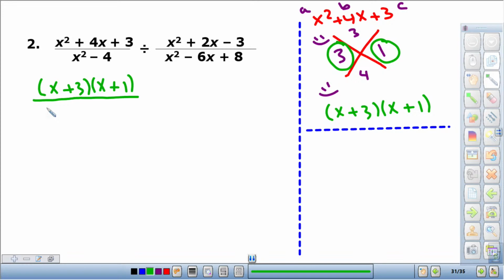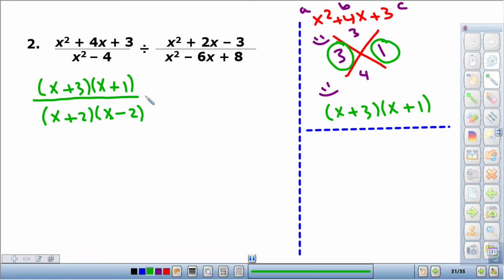That's awesome. X plus 2. X minus 2. Any question on this one? Watch my video about factoring special polynomials. Minus 2. All right, here we go.